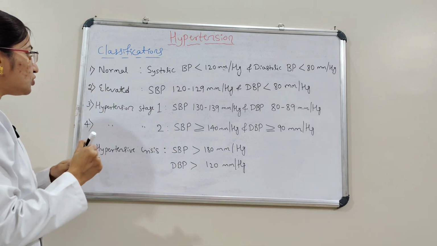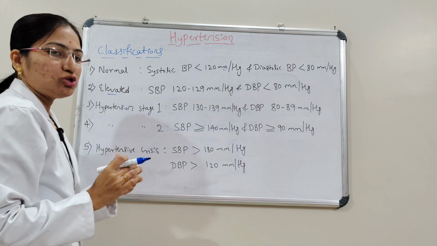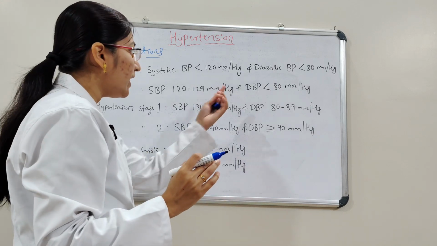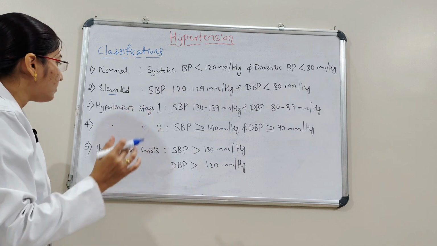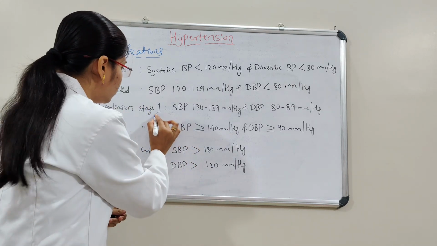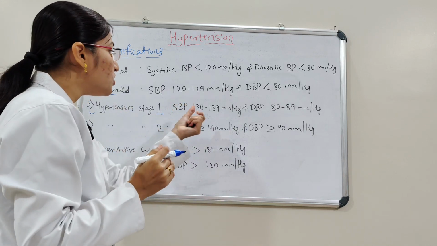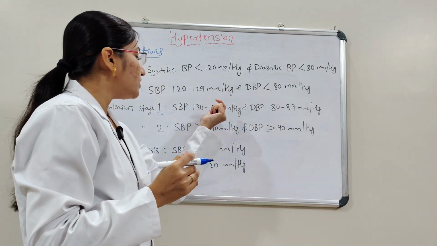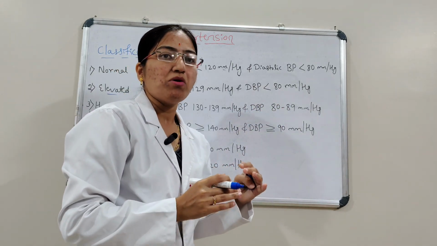And then next comes the second one, that is elevated. Here systolic blood pressure will be 120 to 130 and the diastolic will be less than 80 mm of Hg. And then comes the third type, that is hypertension stage 1. Here the systolic blood pressure is 130 to 139 and then diastolic will be 80 to 89 mm of Hg.